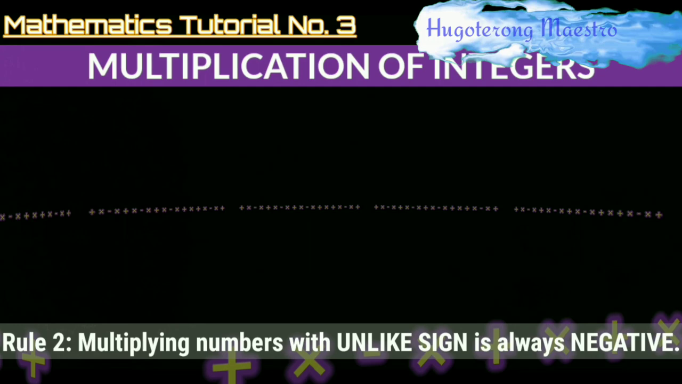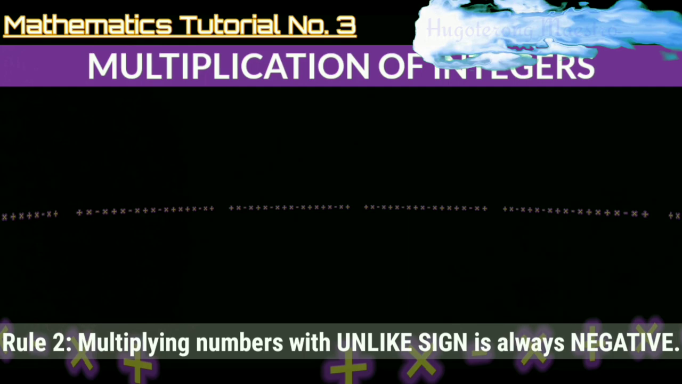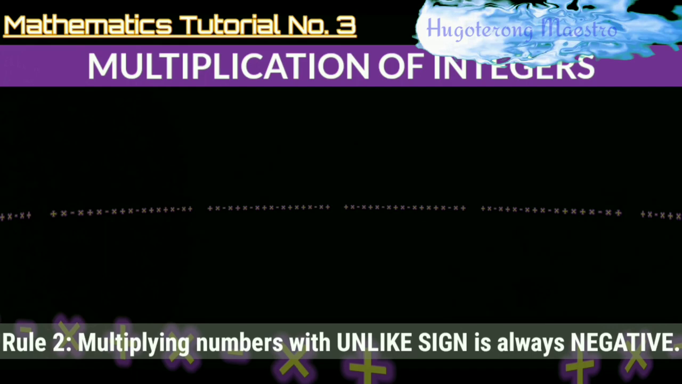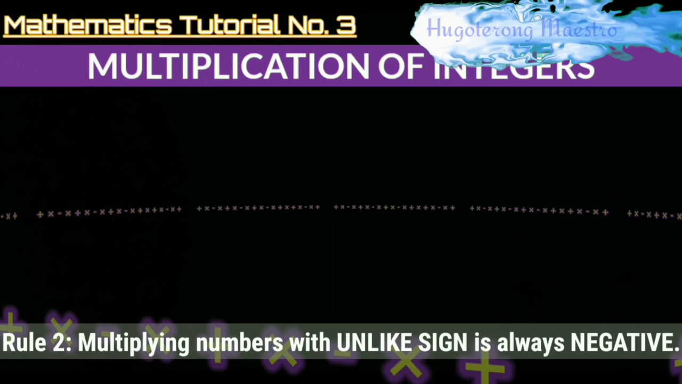Rule number 2, multiplying numbers with unlike sign is always negative. Ang ibig sabihin nito, kapag nag-multiply tayo ng numbers na hindi parehas ang sign, ang isa ay positive at ang isa naman ay negative, ang sagot natin dyan ay palaging negative. Let's try to take examples para maintindihan natin kung ano ang ibig sabihin nitong rule number 2.